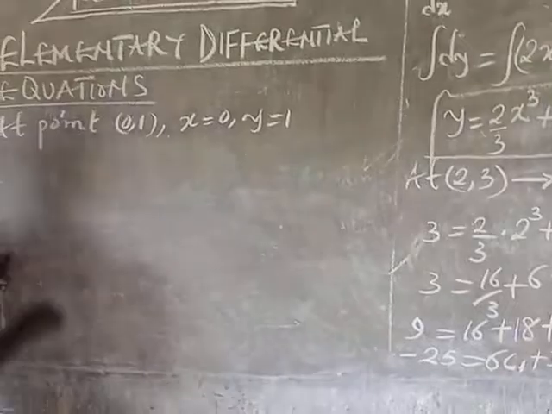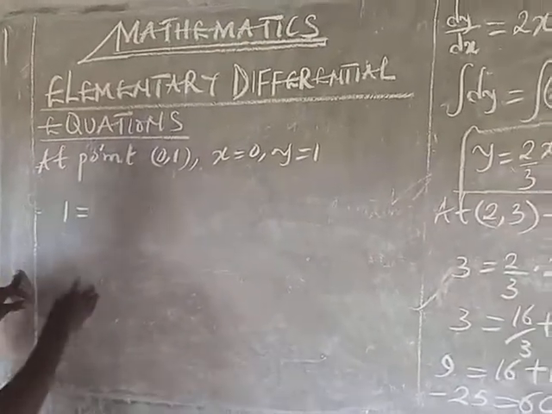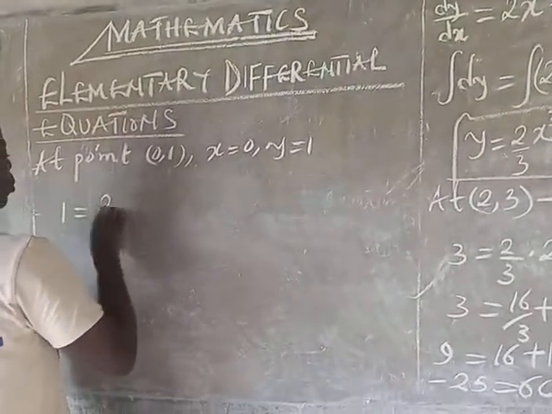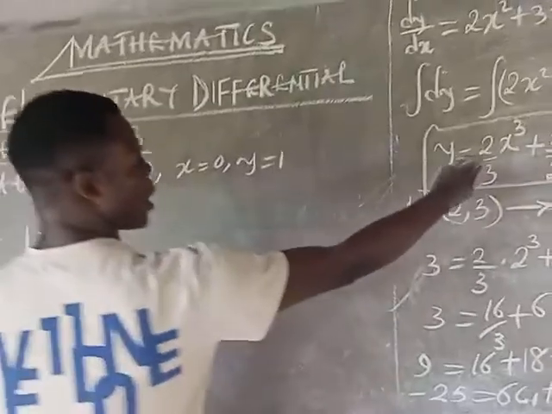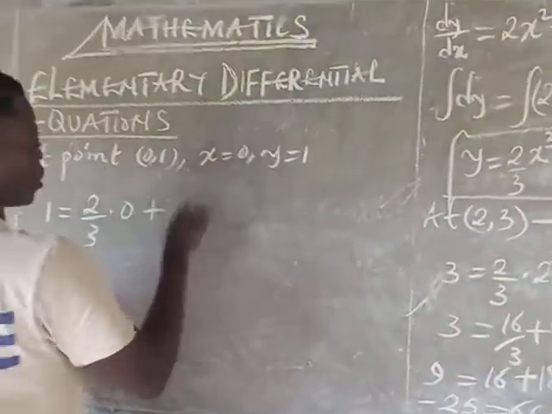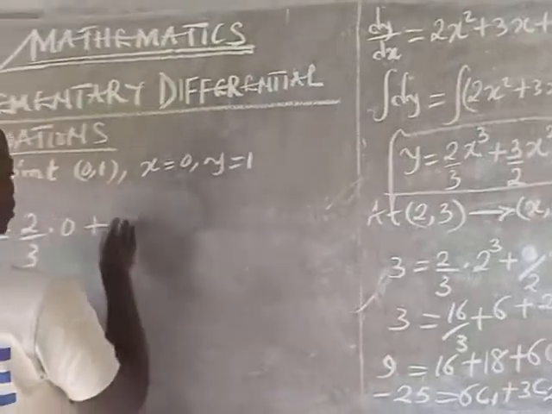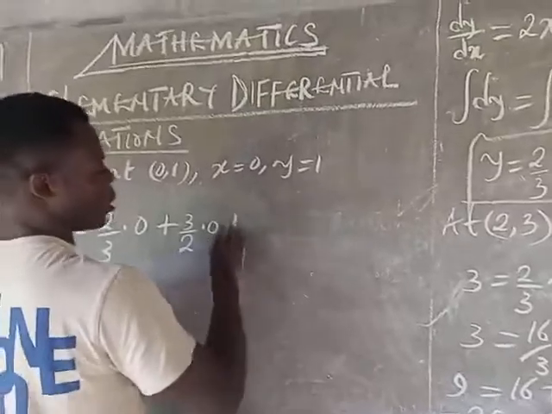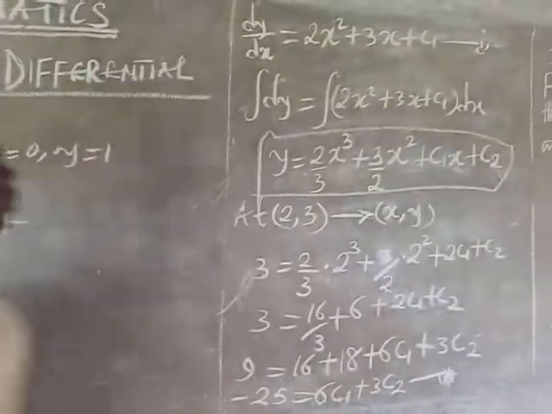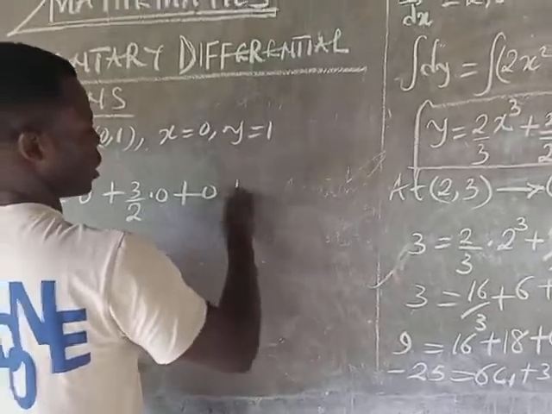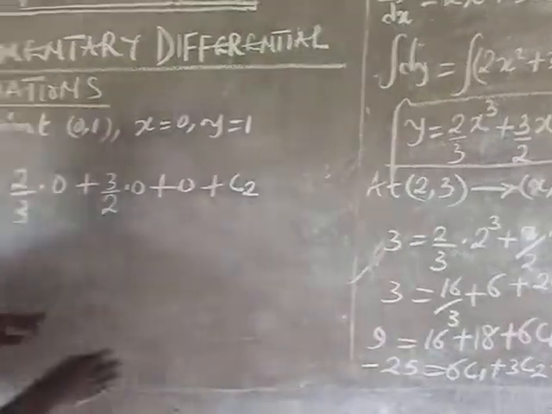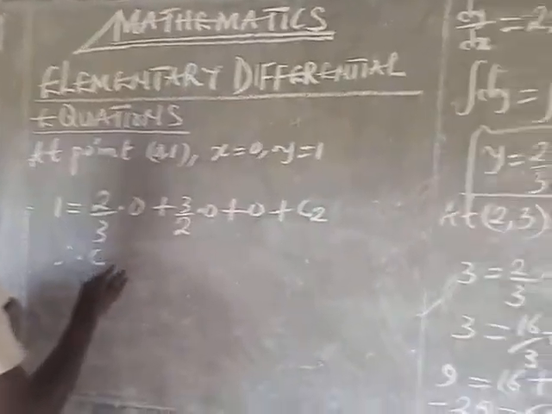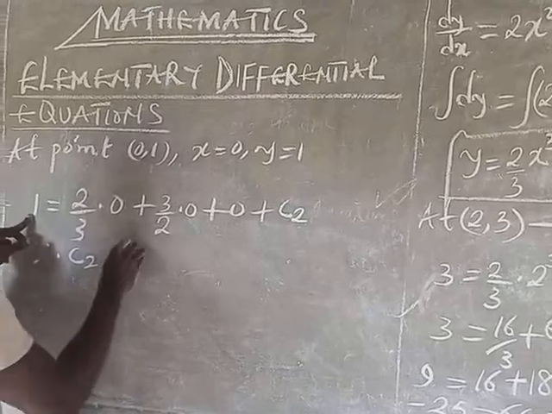If you do that, here our y is 1, equal to, substituting, 2 over 3 times our x, which is 0, then plus 3 over 2 times 0 as well. This contains x again, so it will be 0 plus 0, then left with c2. Everything here will be 0, meaning our c2 will be equal to 1.